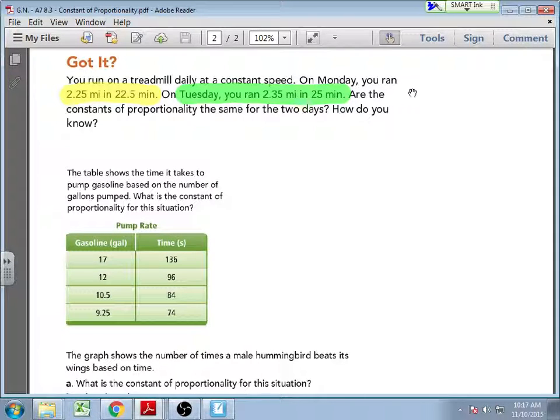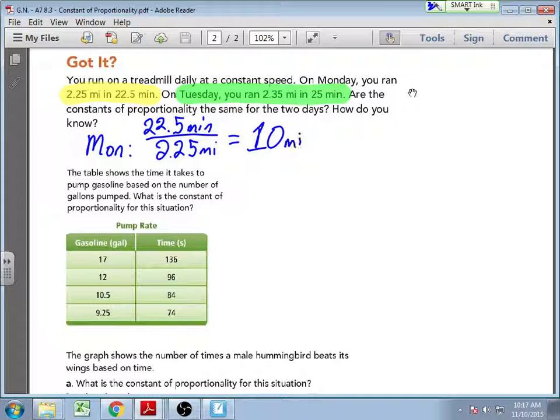So most of us have figured out that on Monday, when I do the constant of proportionality, if I do 22.5 minutes over 2.25 miles, that just gives me 10. But my label, very important, is minutes per mile.